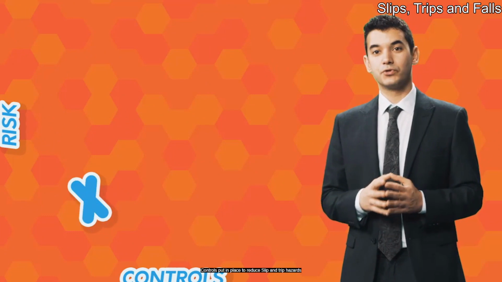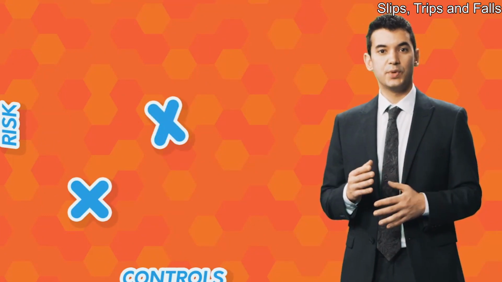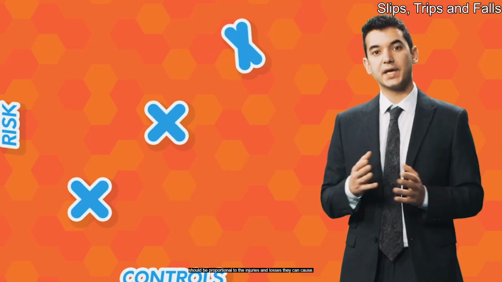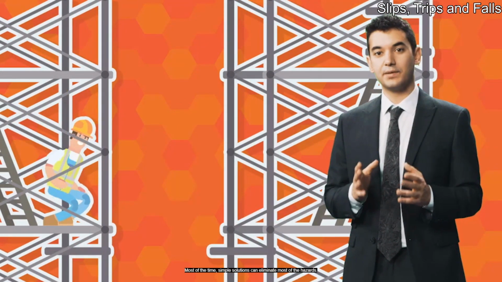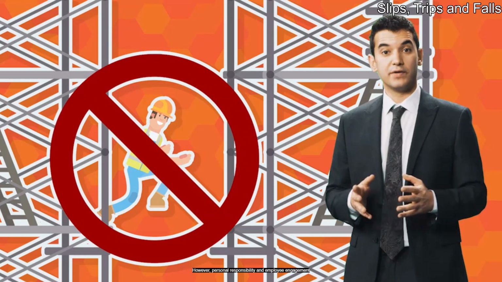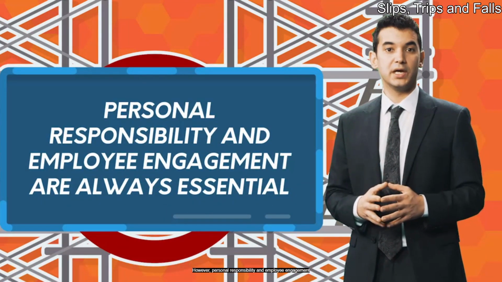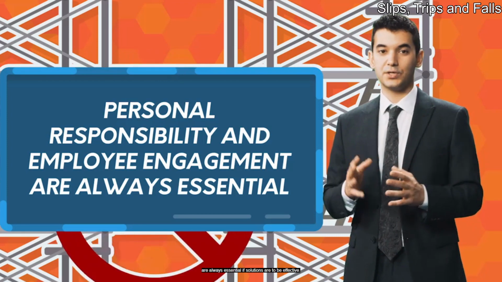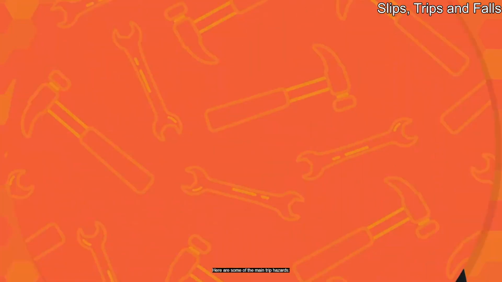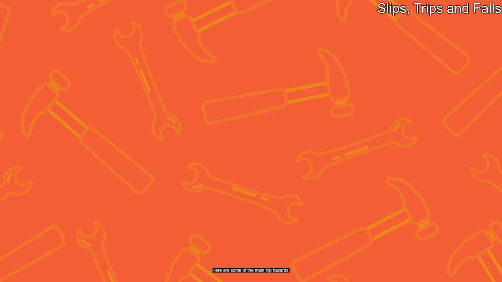Controls put in place to reduce slip and trip hazards should be proportional to the injuries and losses they can cause. Most of the time, simple solutions can eliminate most of the hazards. However, personal responsibility and employee engagement are always essential if solutions are to be effective. Here are some of the main trip hazards.